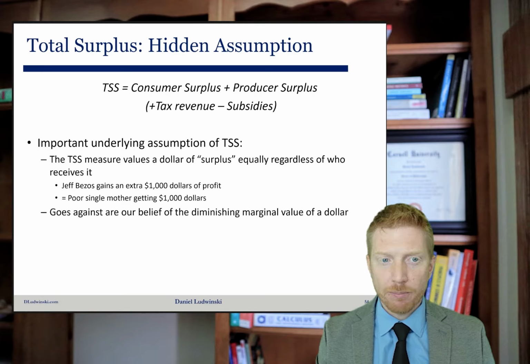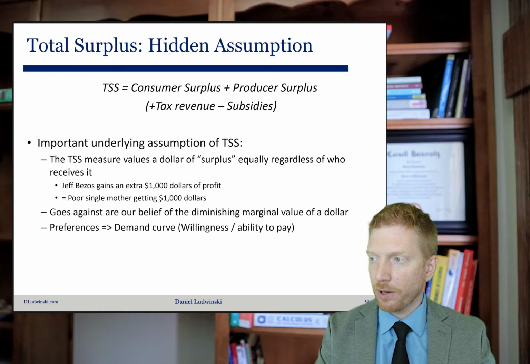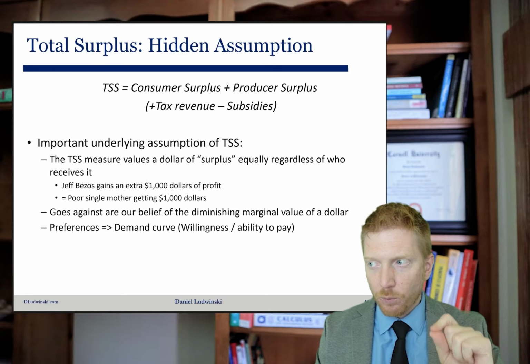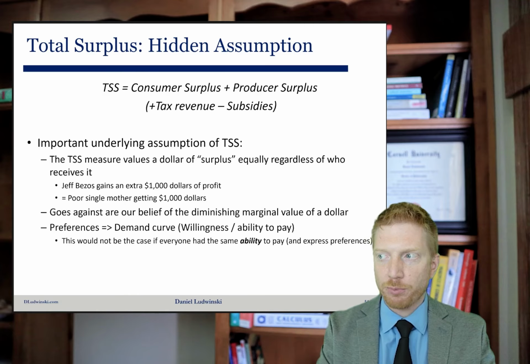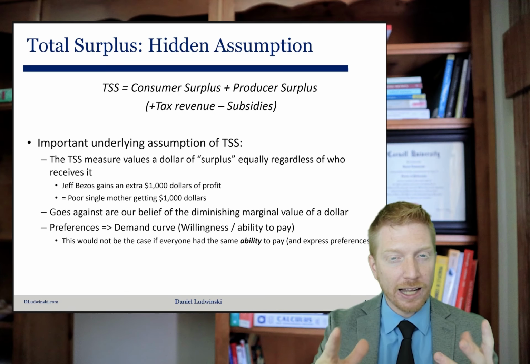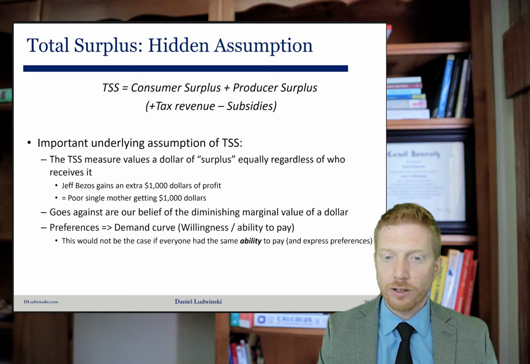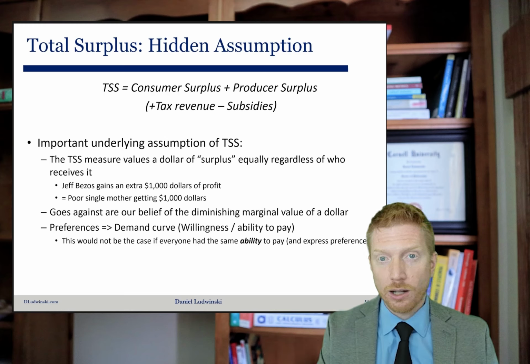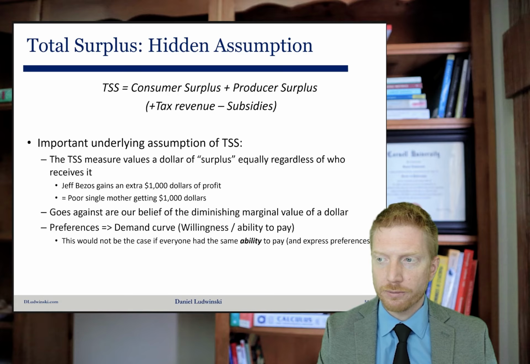So when we're thinking about the demand curve, the preferences that lead to the demand curve, that we talk about as the willingness and ability to pay, if it were the case that everyone had the same ability to pay and the same ability to express preferences, then total social surplus actually becomes more powerful. We don't have this problem with the diminishing marginal value of the dollar. And so the willingness and the ability become the same thing. Here, they really are not, in terms of wealth and who has what.